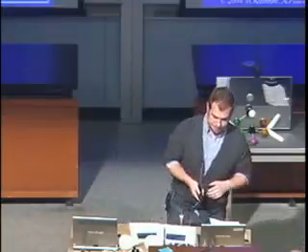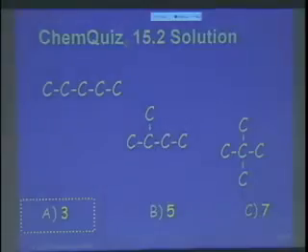As soon as I try to go down to a 2-member chain, suddenly I'm going to be creating, on accident, actually a 4-member chain. So as a result, our answer is going to be 3 possible structural isomers of pentane.